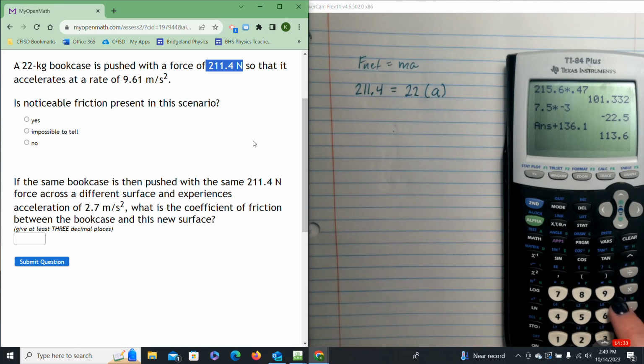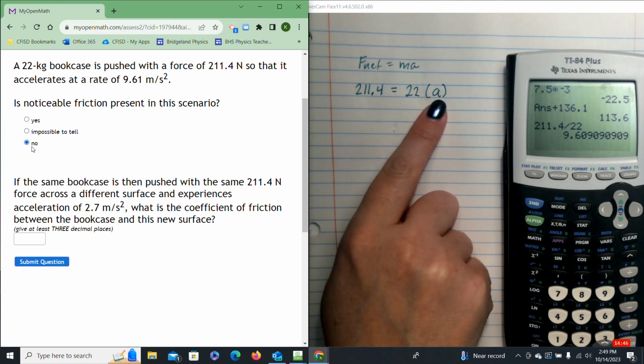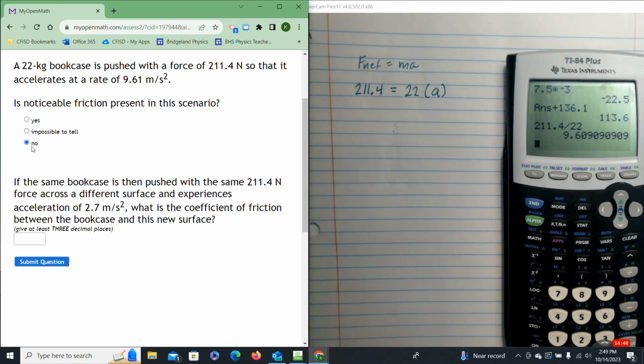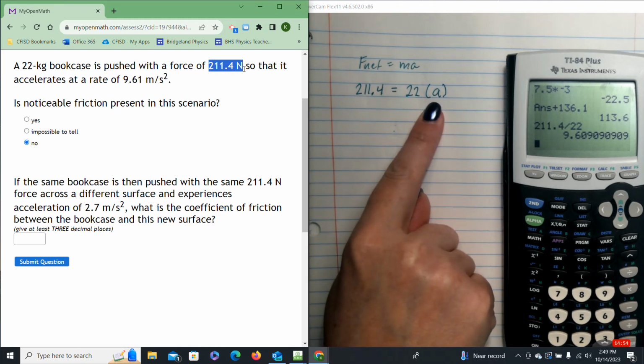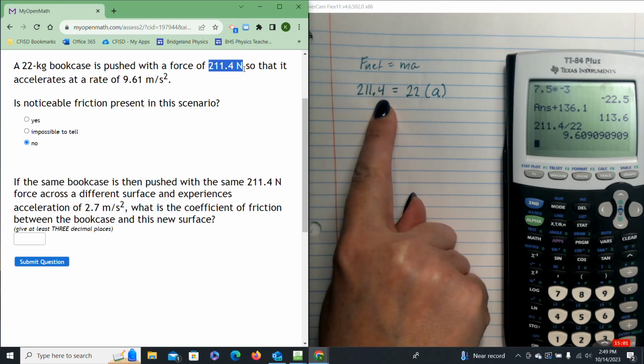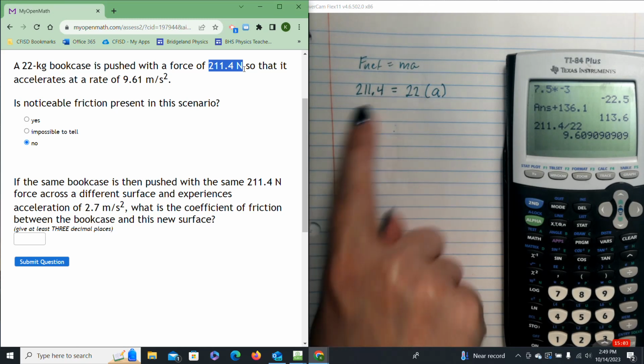Okay, so 211.4 divided by 22 is 9.61. That's basically what that says. And so no, there is no friction here, because the acceleration I just got assumes that all of the force, this 211.4 newtons, was used to make that acceleration happen. There wasn't anything slowing it down at all. No other forces at play, just that one. And so that would mean there was no friction present.